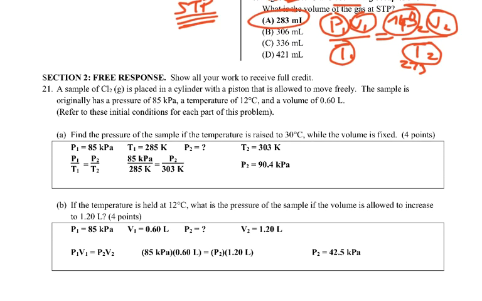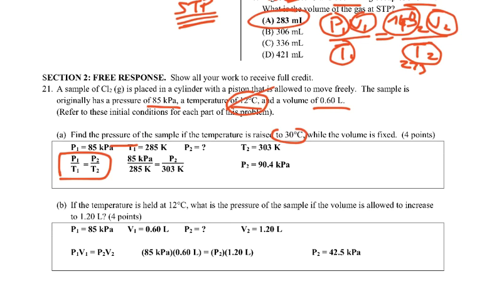Okay, so for 21, a sample of chlorine is placed in a piston in a cylinder and is allowed to move freely. The sample originally has a pressure of 85 kPa, temperature of 12 degrees, and a volume of 0.60 liters. So find the pressure of the sample if the temperature is raised to 30, okay, and the volume is fixed. So all we're changing is temperature, and we're looking at the pressure. So this is P1 over T1 equals P2 over T2.